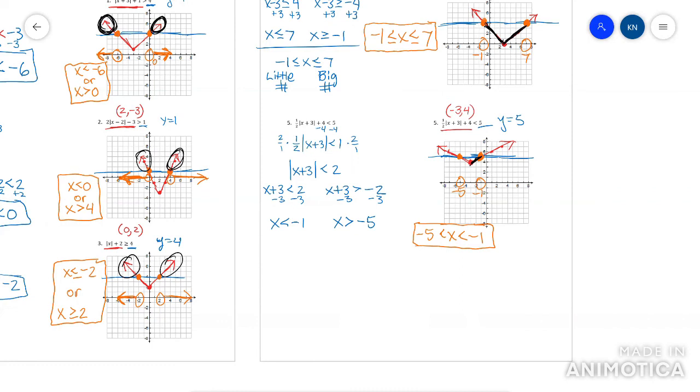All right, now in terms of this answer here, I would notice that greater than -5, less than -1, that's going towards each other. So I can write it as one inequality with the little number on the left and the big number on the right, like that.